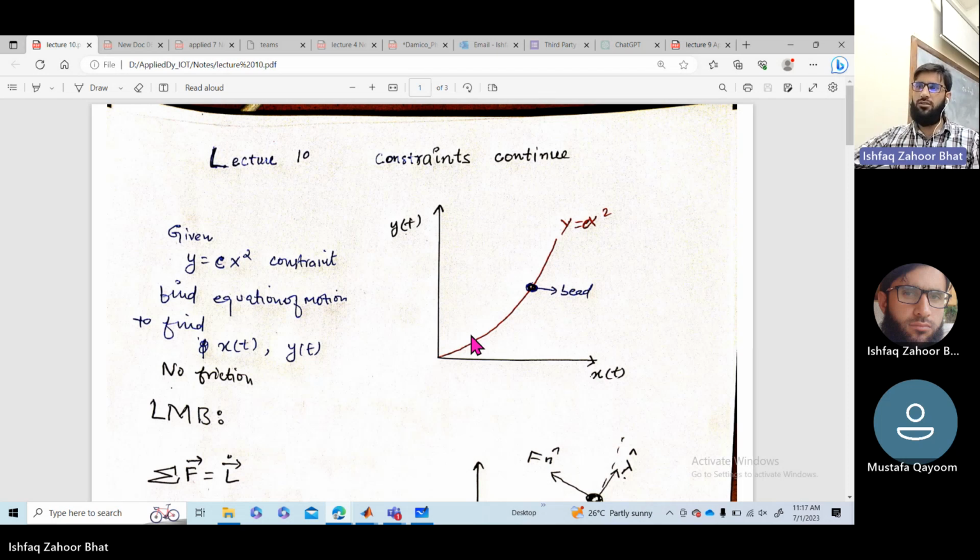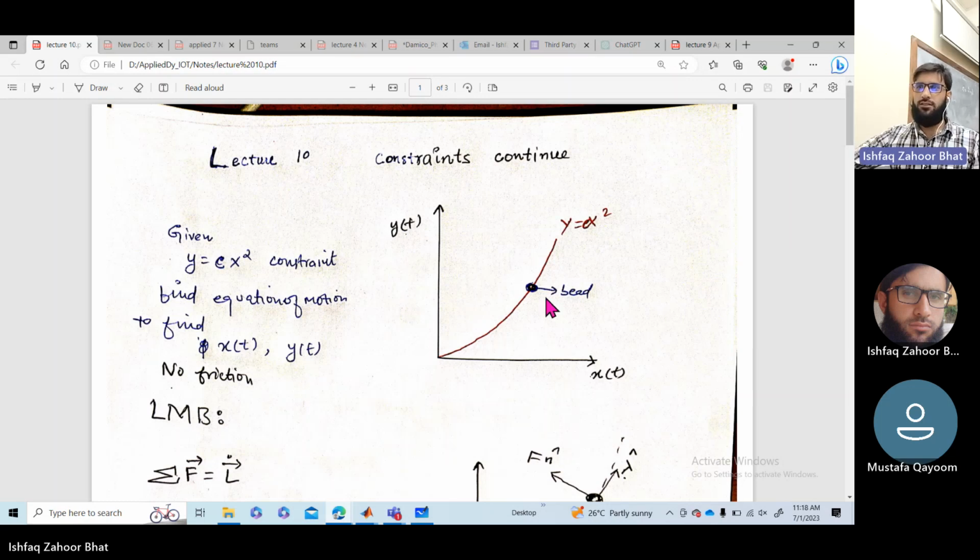We need to write down the equations for this bead, and from those equations we should get x of t and y of t. Only then can we simulate the problem. So this is the problem. Is the problem clear? Yes, sir.